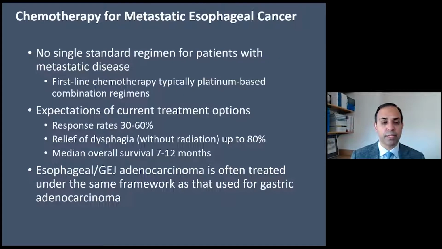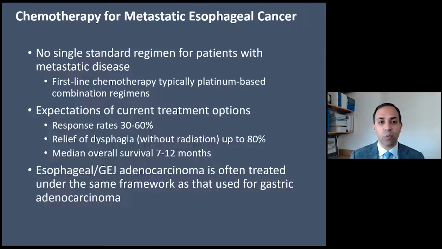Chemotherapy for metastatic esophageal cancer is similar to that used in metastatic gastric cancer. Again, no single standard regimen has been used for these patients, and first-line chemotherapy again consists primarily of platinum-based combination regimens. The outcomes in terms of response rate and overall survival are similar to those in gastric cancer.